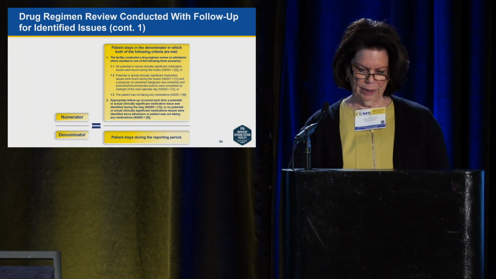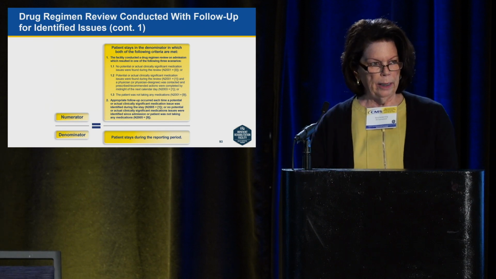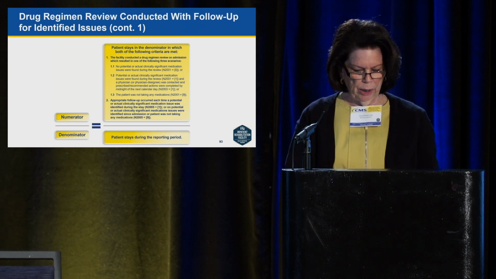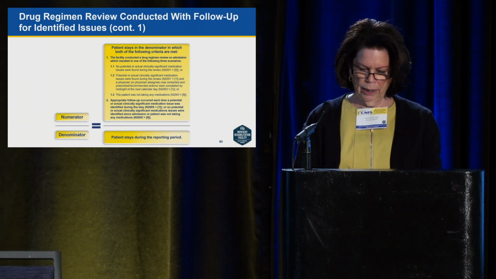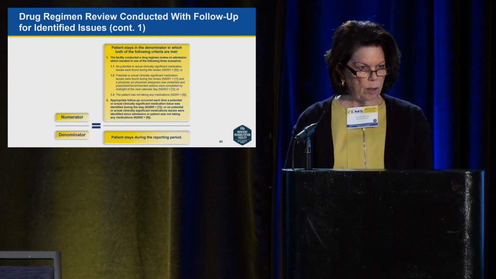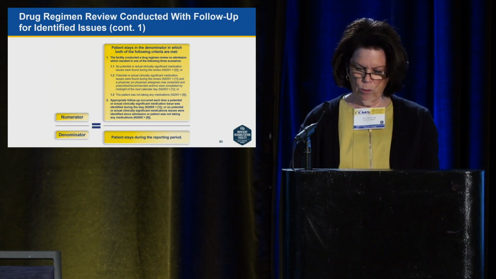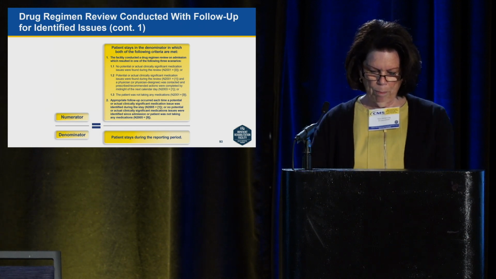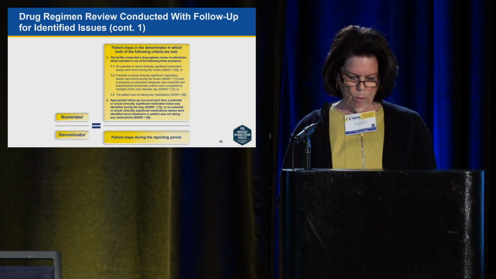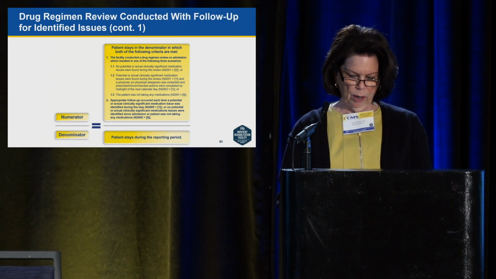I'm going to walk through this slide as it contains a lot of information. The drug regimen review quality measure is a process quality measure that is calculated as a facility level observed score. To calculate the percentage of patients that successfully met the drug regimen review measure criteria, we set up a fraction. And the fraction is comprised of the numerator and the denominator. The denominator for the drug regimen review measure is the number of patient stays in the selected time window.